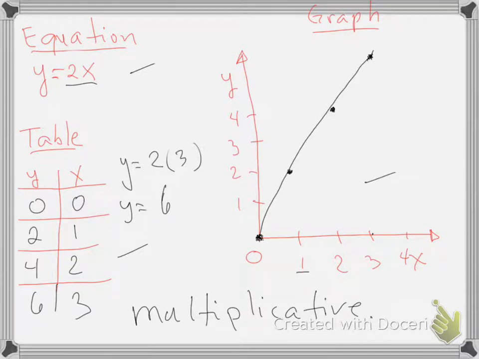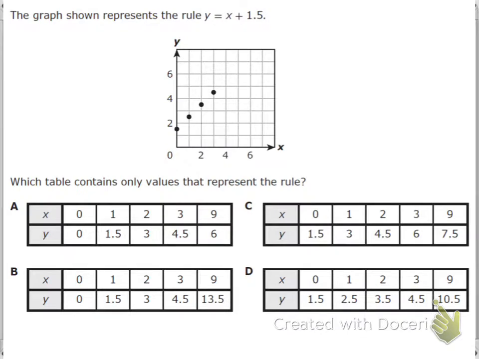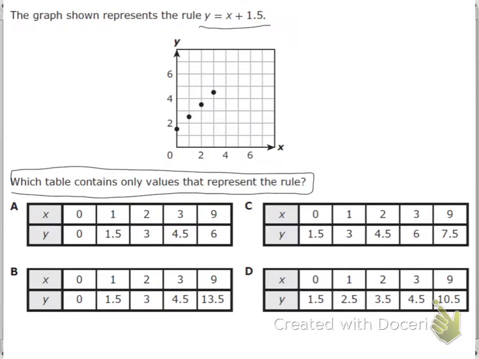Let's go ahead and solve a couple of problems. It says right here, the graph shown represents the rule y equals x plus 1.5. As you can see, this is an additive structure because you're adding. So the question is, which table contains only values that represent the rule? There are 4 tables right here, and 3 of them are not correct. They're giving you fake numbers. So I'm going to write my equation right here, y equals x plus 1.5. And what you have to do is test. Well, let's eliminate some of them if we can, right? Let's start off with A.